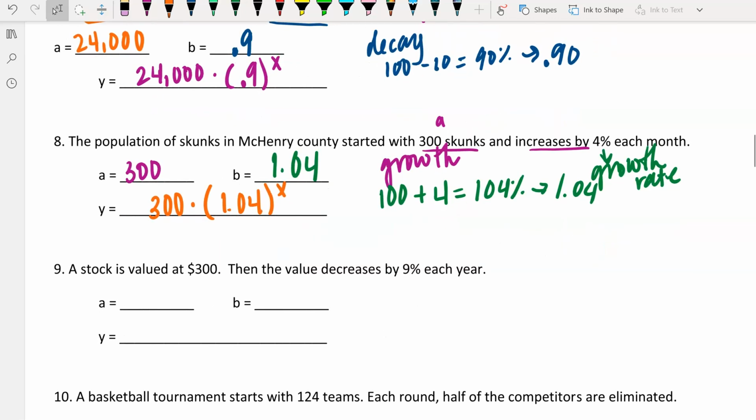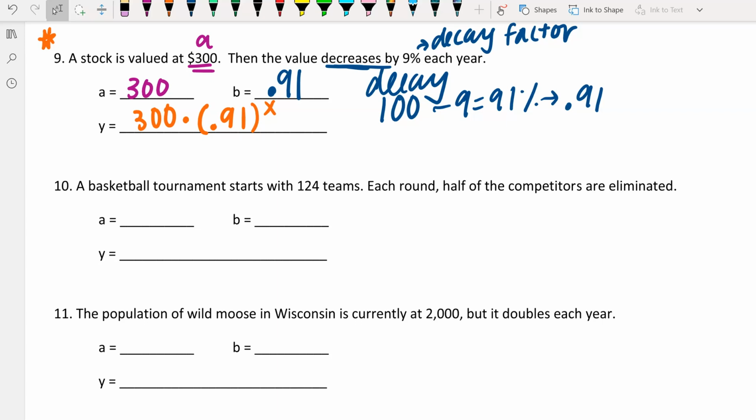I would like you to try number 9 on your own. Go ahead and do that now. All right, number 9 is a decay function. A stock is valued at 300, then the value decreases by 9% each year. Our decay factor is 9%. Our initial value is 300, so A is 300. To find B, we take 100 minus our decay factor of 9, which equals 91, which as a decimal gives us 0.91. Then our function is y equals 300 times 0.91 raised to the x.